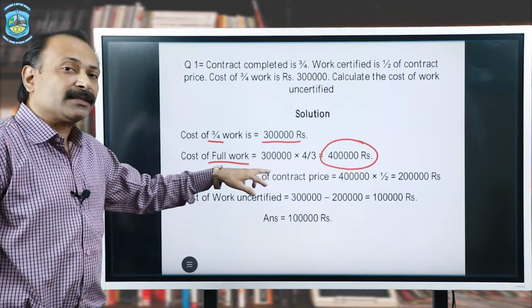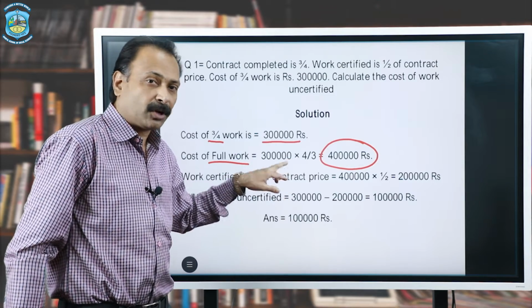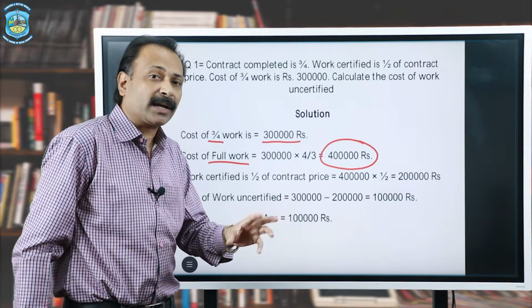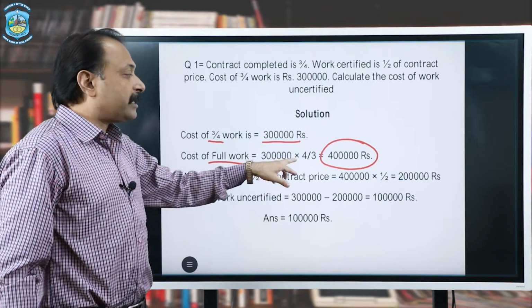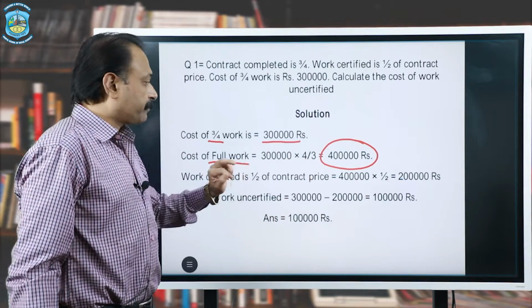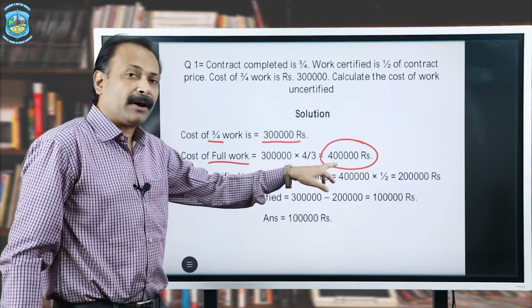You can calculate this with 3 lakh multiplied by 100 divided by 75 also, because 3/4 represents 75% work and we have to calculate 100% of it. So either 3 lakh multiplied by 4 divided by 3 or 3 lakh multiplied by 100 divided by 75 will give you the total amount, that is 4 lakh.